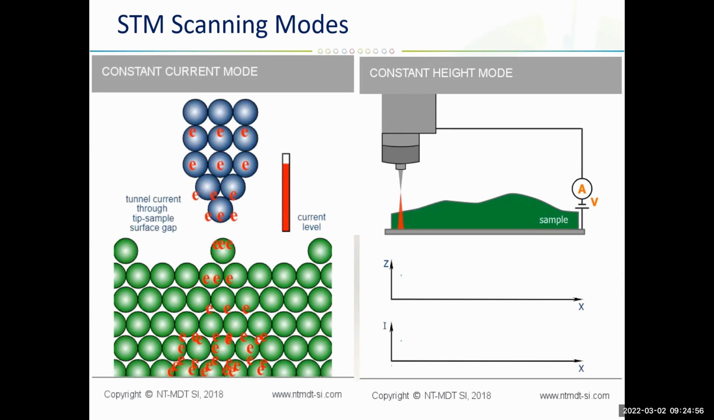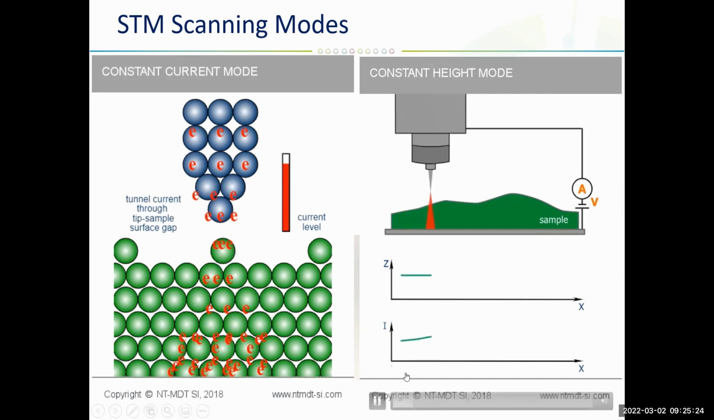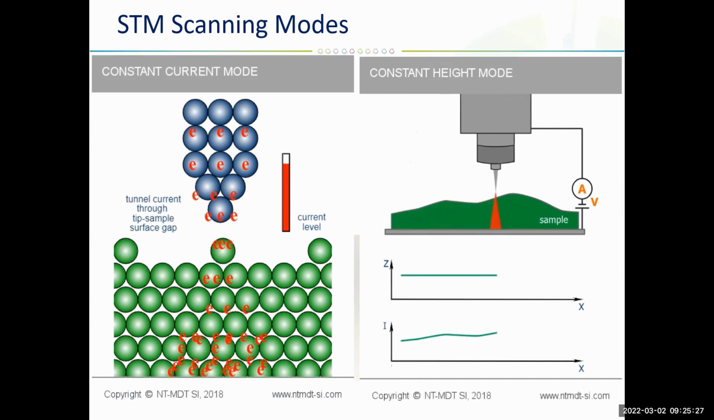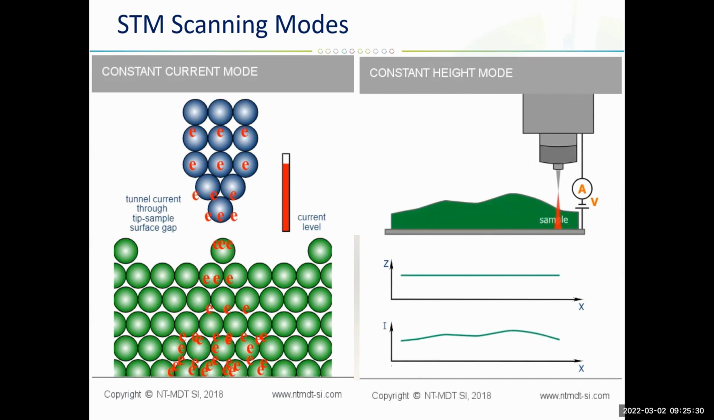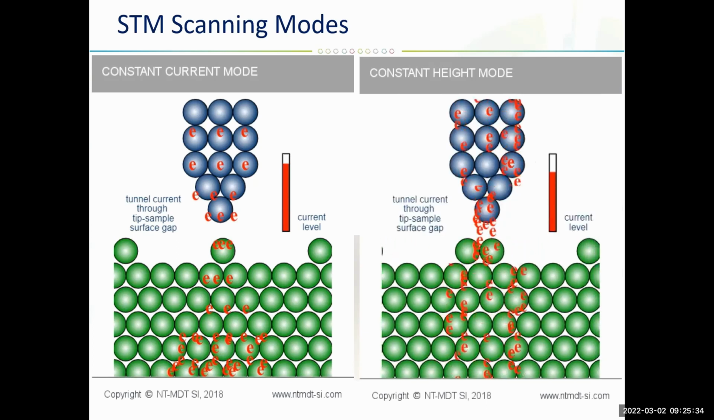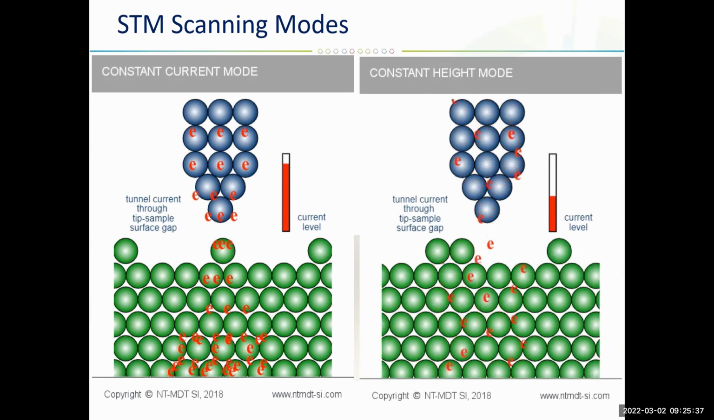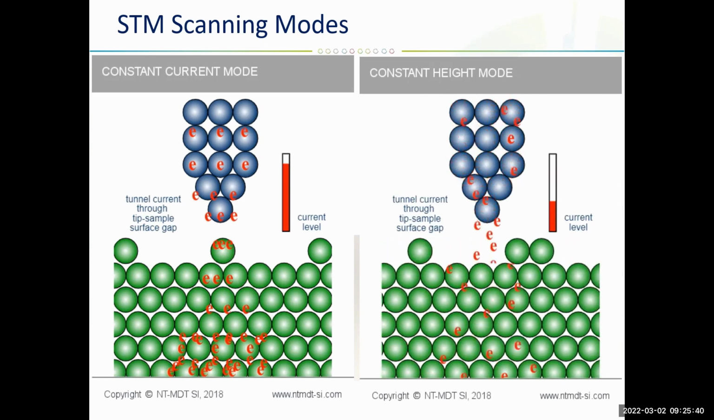So in constant current mode, when we scan the sample surface, the scanner keeps the current constant, and so you can see on this image that the vertical displacement of the scanner will occur. Okay, and then here is the constant height mode. So here, STM moves the tip only in a plane, and the current between the tip and the surface will be visualizing the landscape.